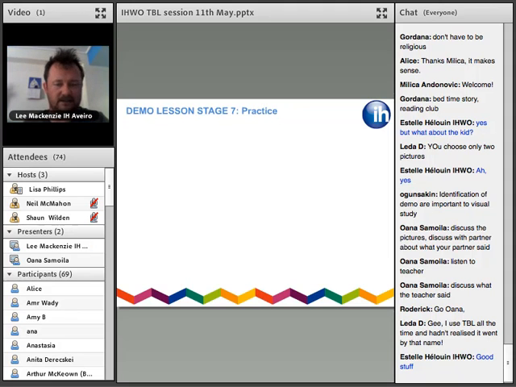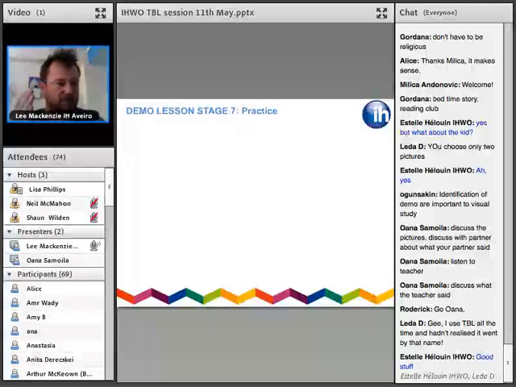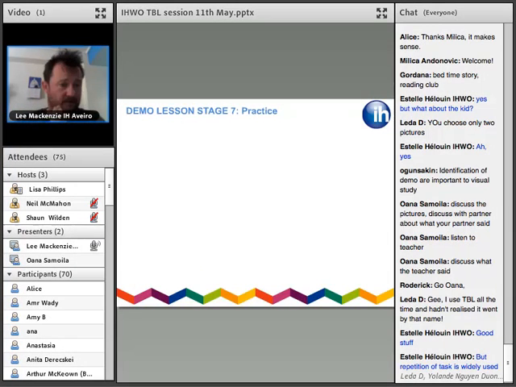So that's not part of Willis's task-based learning structure. For Willis, the lesson would end there, so that there would be no further opportunity for practice, which is why I said some people have different views about how TBL should be implemented. This is more like task, teach, task. You're giving them the opportunity to do it again.